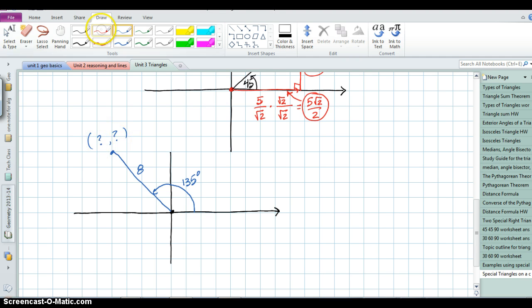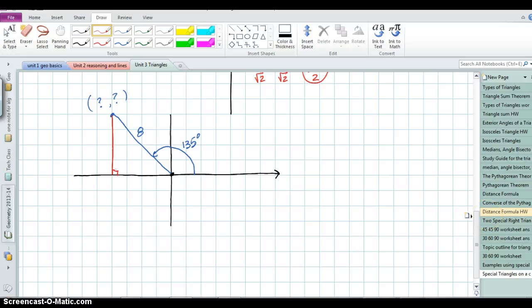Well, let's drop a leg, make this a right triangle, and see if there's anything special about that right triangle. Is this a special right triangle or is it just a Joe Schmo right triangle? I'm really hoping that it's special, because that way I can use my 30, 60, 90 or 45, 45, 90 skills to figure out the coordinates of that point up there. So, here's the deal.